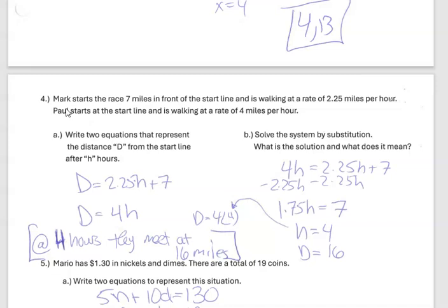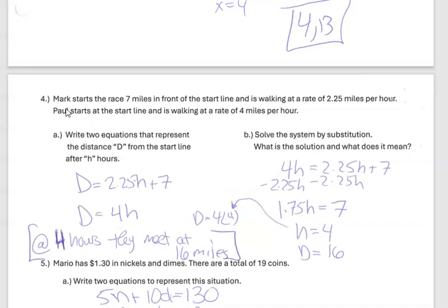On this problem right here, this is slightly different. This one says that the person is starting 7 miles ahead and they are going 2.25 miles per hour. The other person is starting at the start line and they're going at 4 miles per hour. And it's wondering what the two equations are. So you get d equals 2.25h plus 7. The other one is d equals 4h. And then you're supposed to solve by substitution.